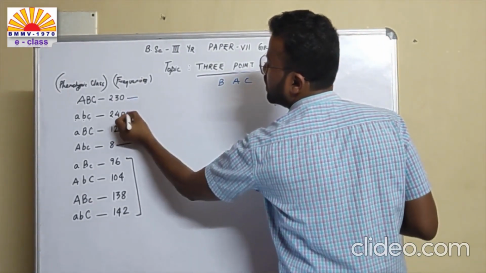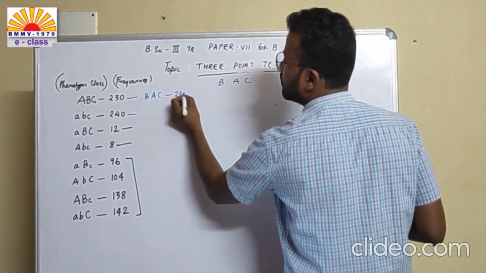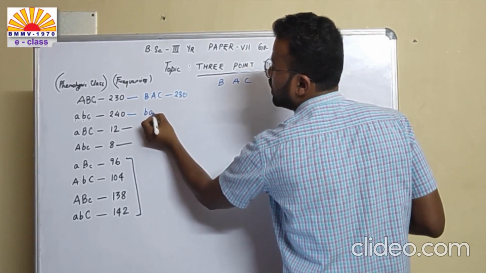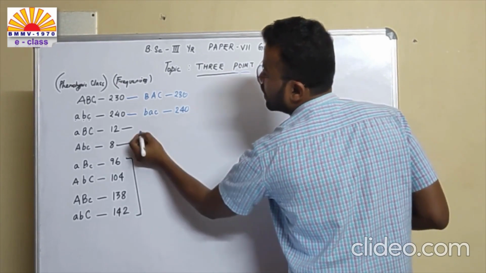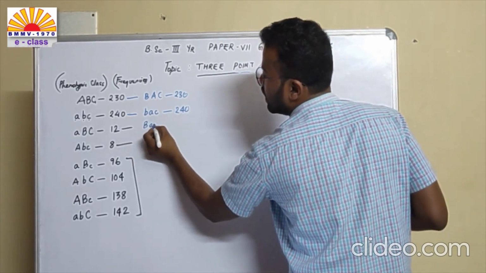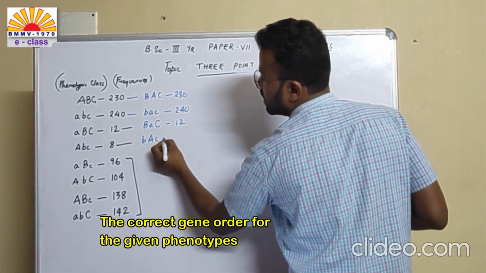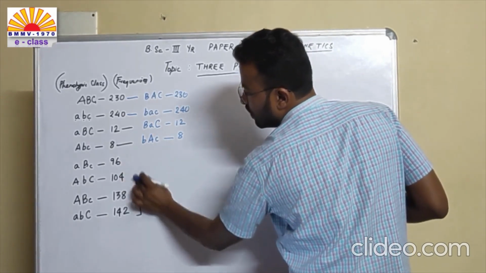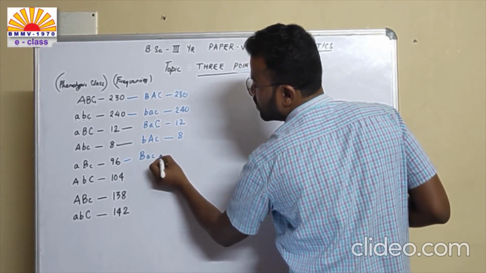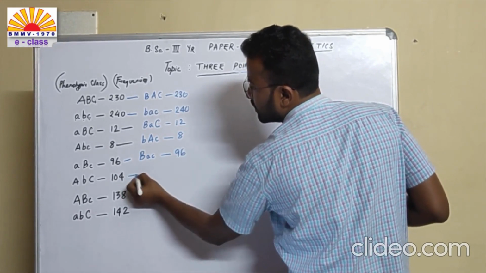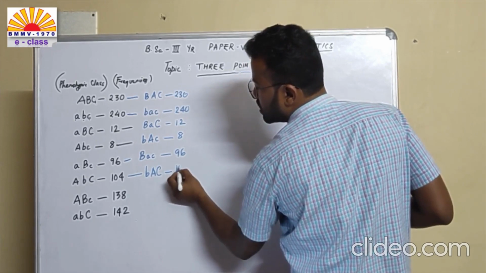Now let us rearrange this data. B, A, C is 230. B, A, C is 240. Okay. Then B, A and C is 12. B, A, C is 8. Here also let us rearrange these single crossovers. B, A and small c is 96. B, capital A and capital C is 104.